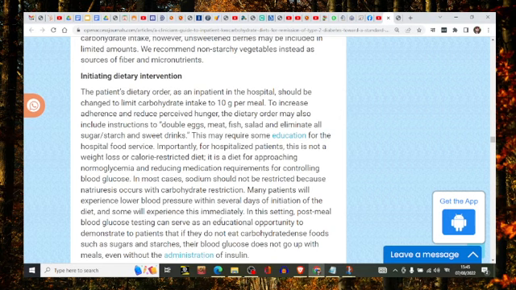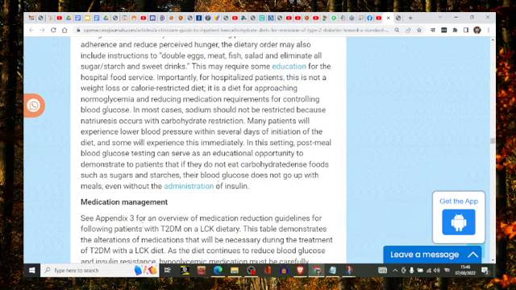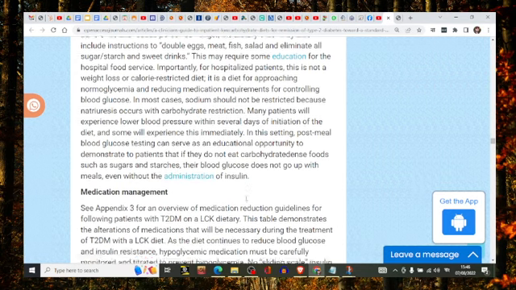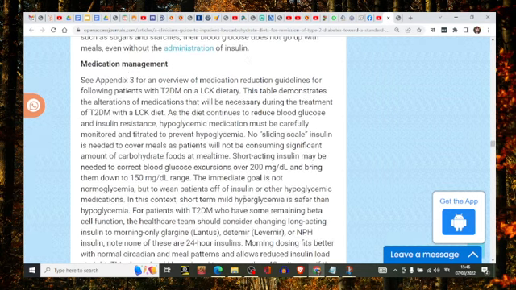In this setting, post-meal blood glucose testing can serve as an educational opportunity to demonstrate to patients that if they do not eat carbohydrate-dense foods, such as sugars and starches, their blood glucose does not go up with meals, even without the administration of insulin. Next section, medication management.